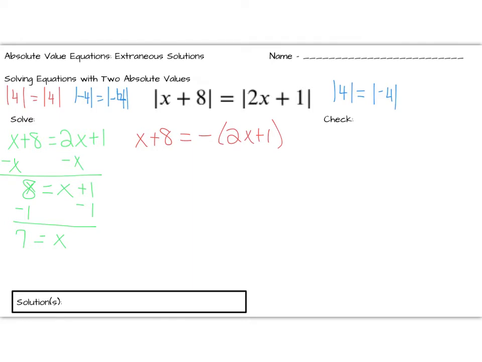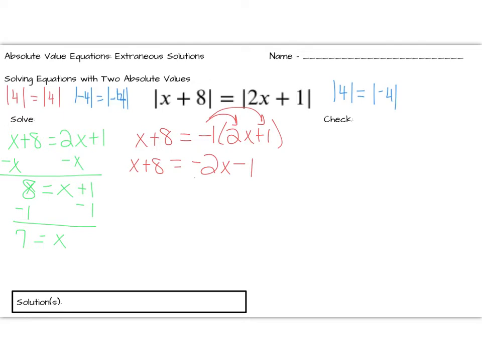Now the second one I'm going to solve, x plus 8 equals the opposite of 2x plus 1. I'm going to copy the x plus 8. Remember that a minus sign outside parentheses, that's a negative 1. So I'm going to distribute the negative 1. Negative 1 times 2x is negative 2x. Negative 1 times 1 is minus 1. Now I have x plus 8 equals negative 2x minus 1.